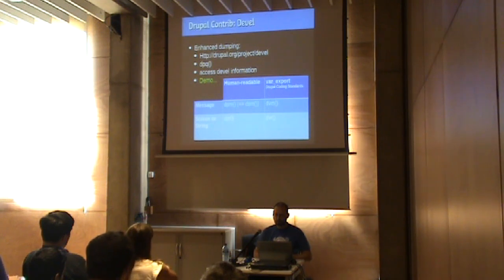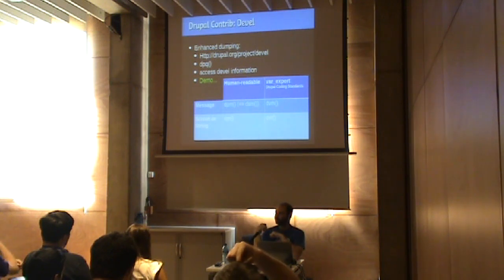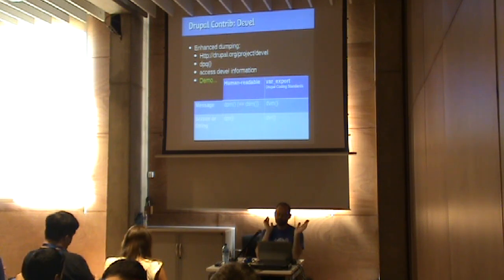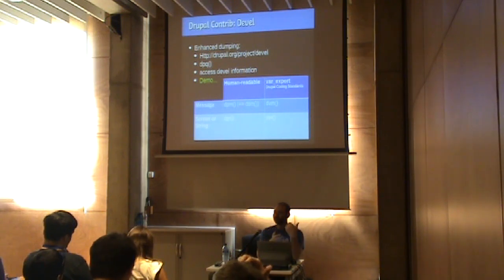One additional benefit of using Devel to output your data is that it has a permission, and that permission is access Devel information. If you were doing the var dumps or the printers earlier, everyone would get to see that information, whether it's you, your boss, your visitor, your client, whatever. Devel only shows the information to people who have access Devel information. So it can shield the debug information from anonymous visitors and only show it when you're an admin or whoever you want to see it.